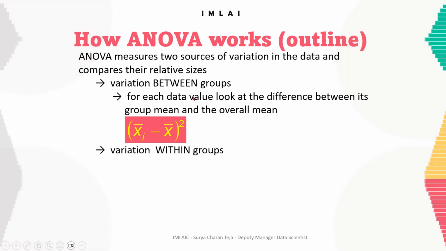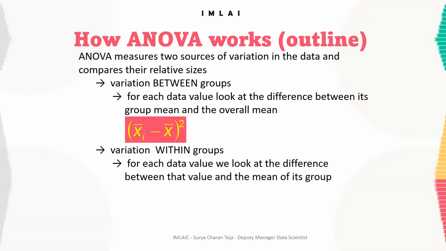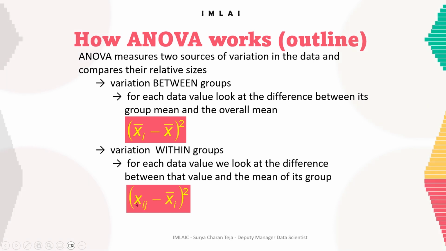So for each data value, look at the difference between its group mean and the overall mean. And variation within groups is pretty straightforward. For each data value, we look at the difference between the value and the mean of its group. We know how to calculate the variation in a sample. Same thing here: you will have three groups and we calculate a variance for each group. And this is the formula.